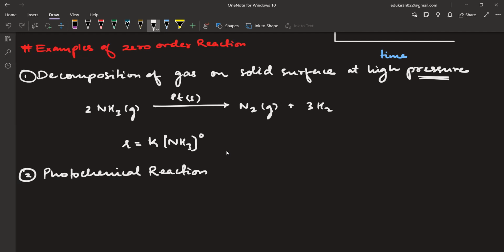Now a photochemical reaction is controlled by how much UV rays you are putting. For example, H2 plus Cl2, in the presence of UV rays, gives 2HCl. Here, if you just put hydrogen and chlorine together, they are not going to react with each other. It only depends on the amount of UV light you are giving to these molecules. If you give more UV light, the rate will increase. So here also, the rate is K times concentration of H2 to the 0 and Cl2 to the 0. You can write nothing here, R is equal to K only, but I'm showing that it is a zero order reaction.